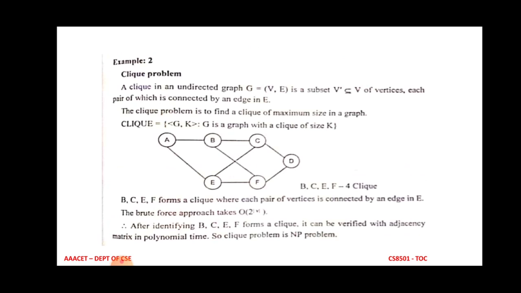So the clique problem has the definition like (G, K). Here G is a graph with a clique of size capital K. So G is the graph and K is the clique value, indicating the maximum size in a given graph. Consider this graph. There are 6 vertices, A, B, C, D, E, F, and each pair is connected by some edge. So here the solution for this problem is B, C, E, F. The maximum size is 4, because B is 1, C is 2, E is 3, F is 4. So the maximum value is 4.